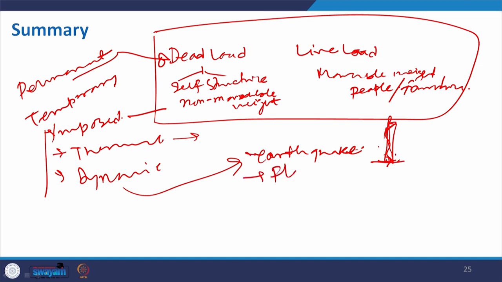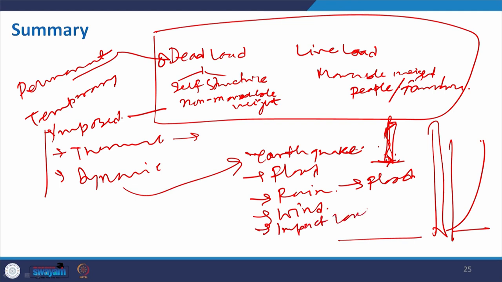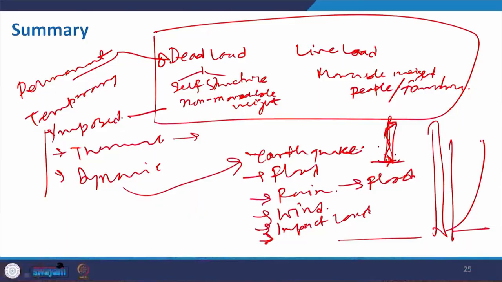Then it may be due to flood, unprecedented rain causing flood. Then wind is very vital, especially for buildings we construct near the coastal area, where wind pressure is considerably high, or for high rises. In both wind and earthquake cases the problem is with the high rise. The moment you go up, wind velocity will be more, as we discussed. And apart from that, we also discussed the impact load. If all of a sudden you throw a heavy bag or some equipment on the floor, that will create some impact on the floor or the wall.